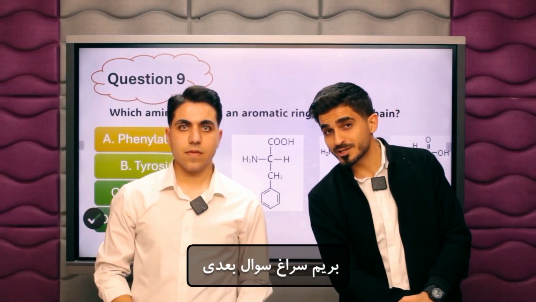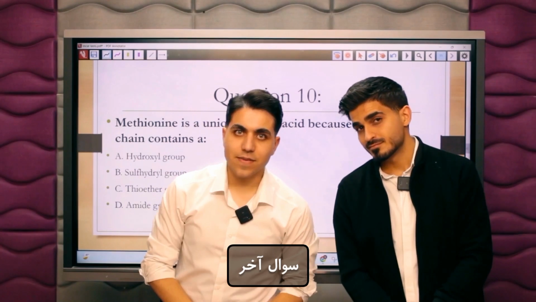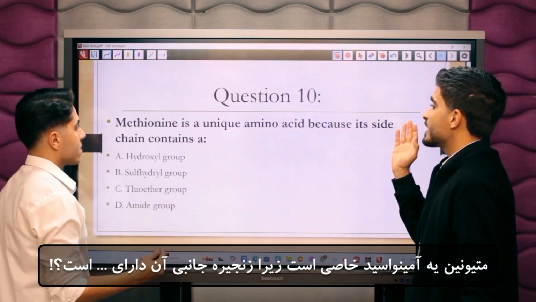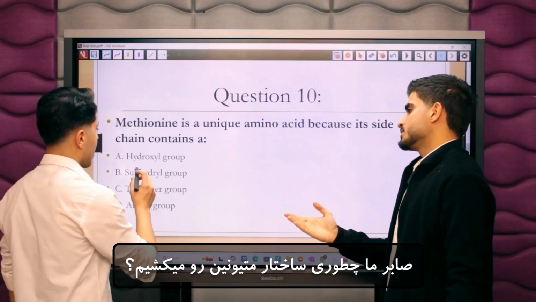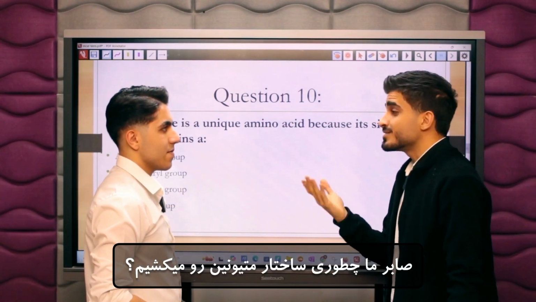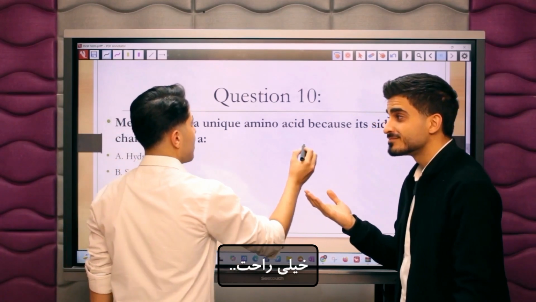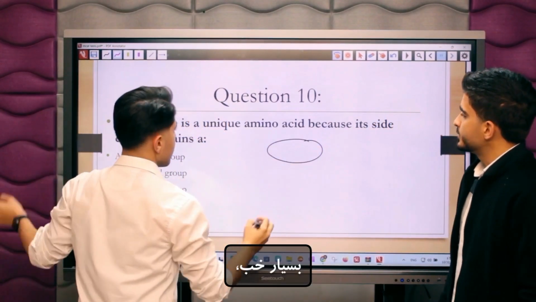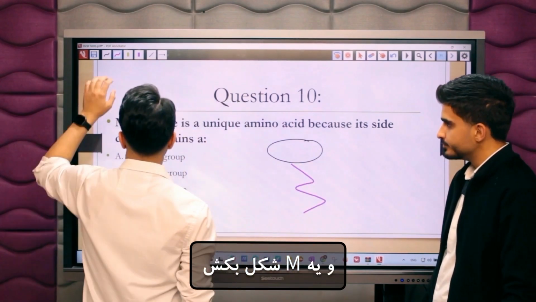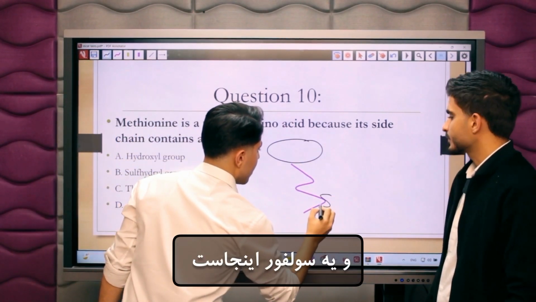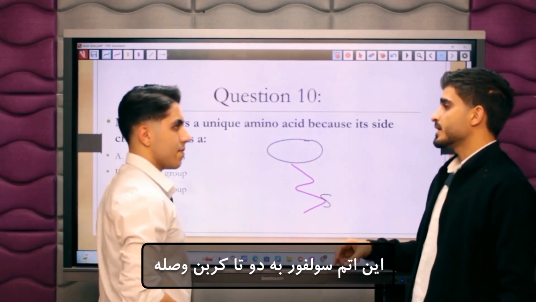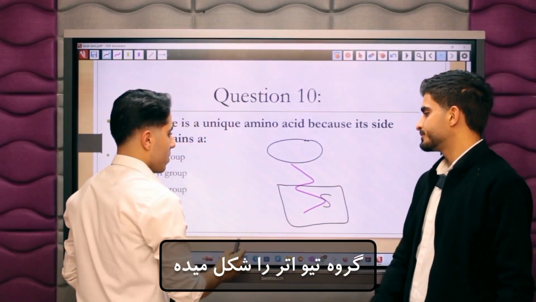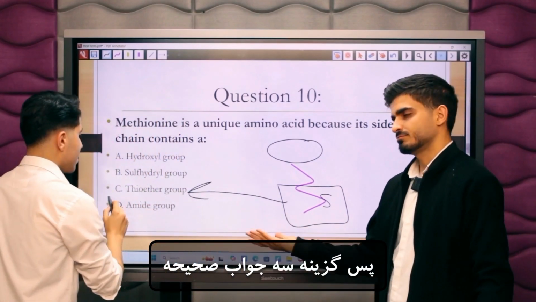Let's move on. Next question. Last question. Question 10. Methionine is a unique amino acid because its side chain contains a sulfur. How do we draw the structure of methionine? It's as easy as a pie. Draw the constant part, draw an M, add the sulfur atom here. This sulfur atom is bonded to carbons. It forms thioether group. So option C is the right choice.